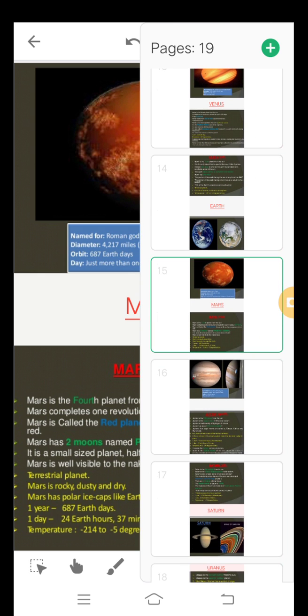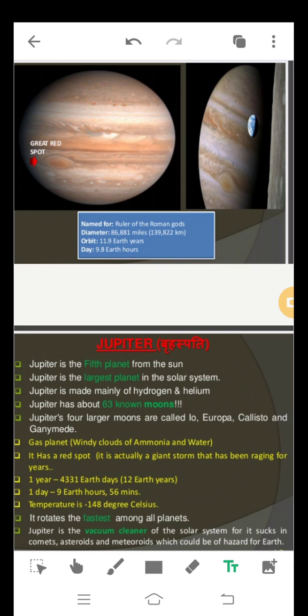After Mars, next comes Jupiter. Jupiter, the fifth planet from the Sun, is the largest planet in the solar system. Jupiter is made mainly of hydrogen and helium. It has about 63 known moons. It is a gas planet. There are windy clouds of ammonia and water.